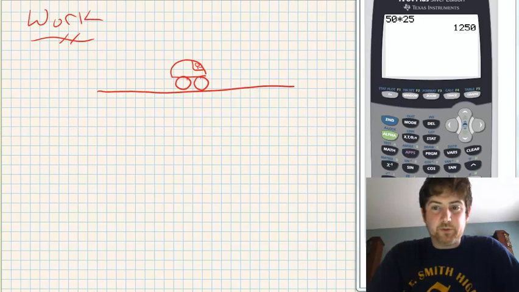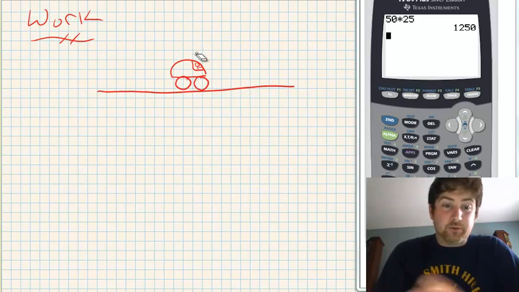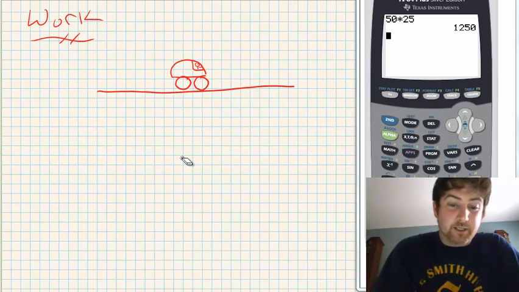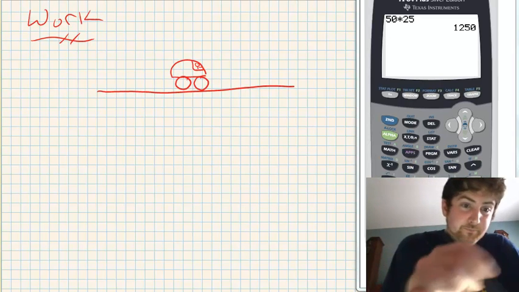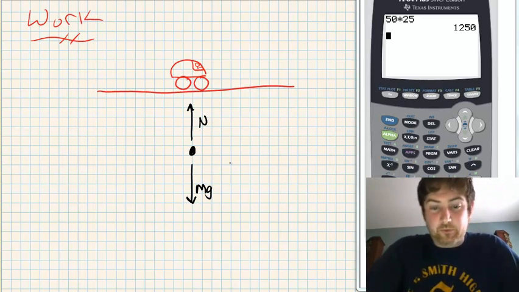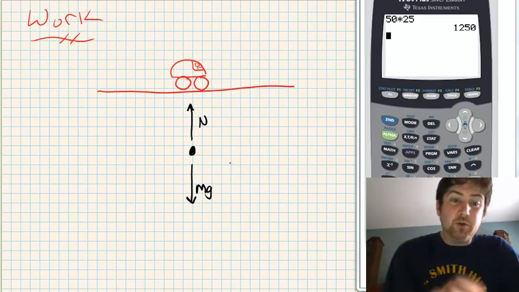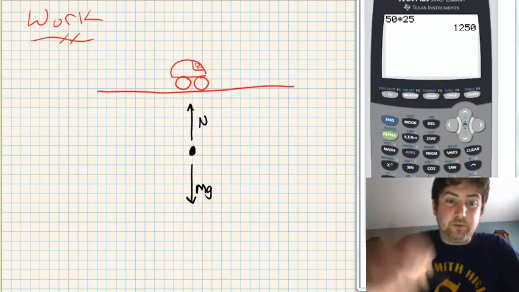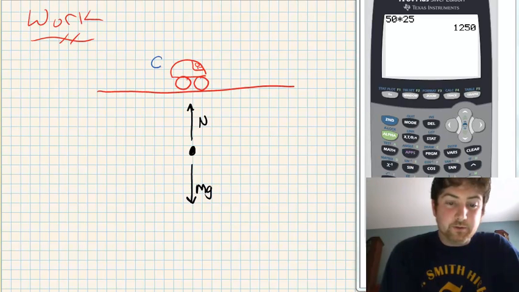In this class, we're going to use a definition for work as the transfer of energy into or out of a system. Take this car, for example. If we draw a free body diagram for this car, the only forces acting on it are mg, the weight, and the normal force of the surface on the car. No forces are acting to increase the energy of the system.